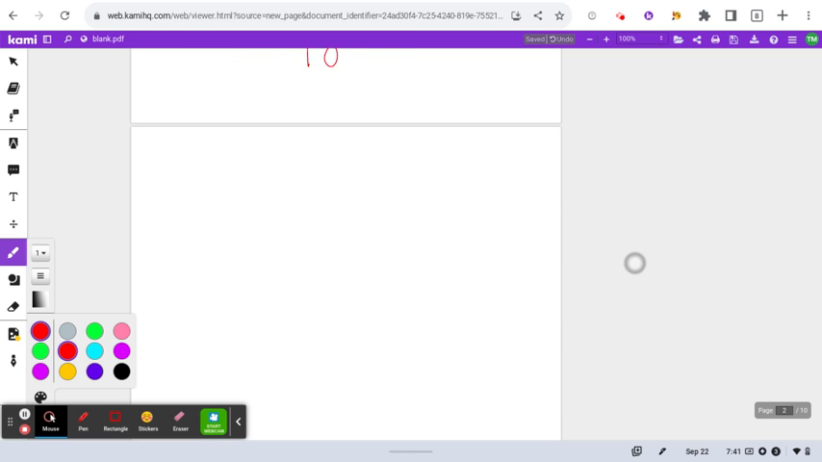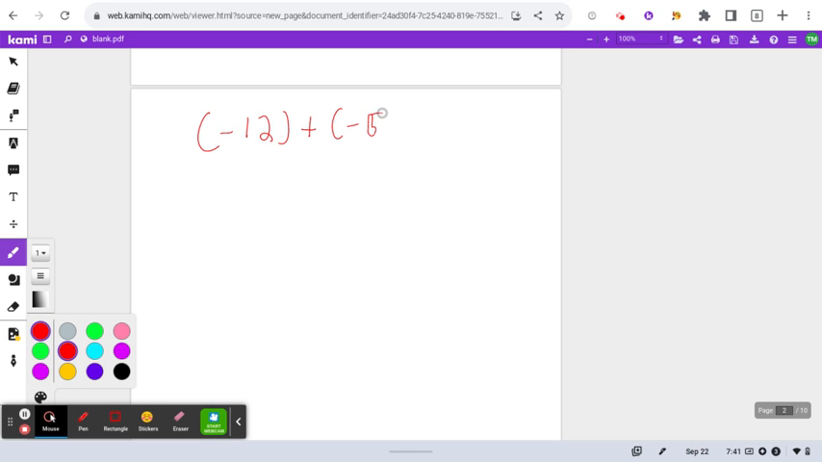Now, if you're adding two negatives, something like this, negative 12 plus negative 5. So remember, you're adding two negatives. They have the same signs, so you find the sum of the two numbers. You have a negative 12 plus a negative 5. You would end up with a negative 17 because you're adding the 12 and the 5, and they're both negative numbers. That's like owing one person $12 and owing someone else $5. You would owe in total $17.